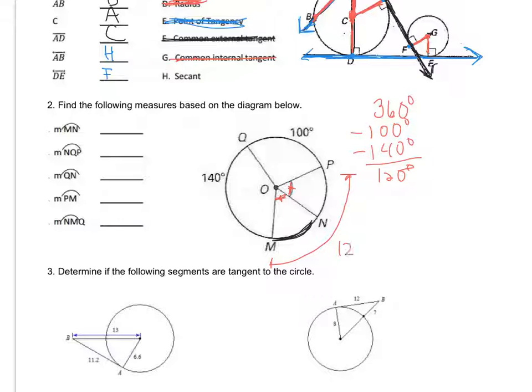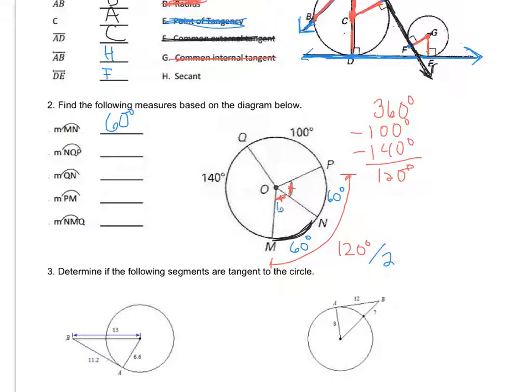So between these two is 120. But since the central angle is the same, between angle MON and PON, if I wanted to find each arc, I could just divide them by 2 because they're even. So this arc is 60 and this arc is 60. So right away I know arc MN is 60 degrees.